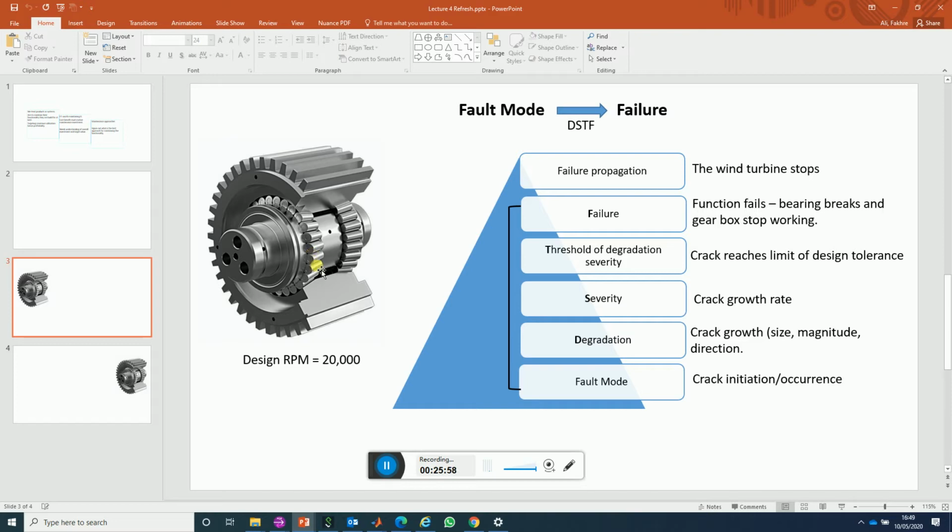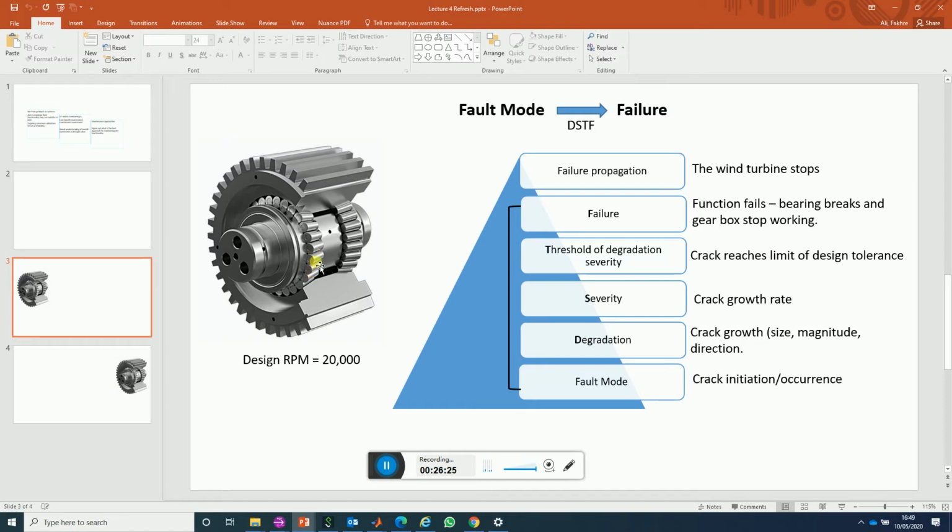Okay, somebody tells you there is a crack in the bearing. Well, the first question you will ask is how big is the crack? Where is the crack, right? What's the location of the crack? What's the rate at which it is growing? What's the severity of the crack? Okay, having a crack does not mean there is a failure.